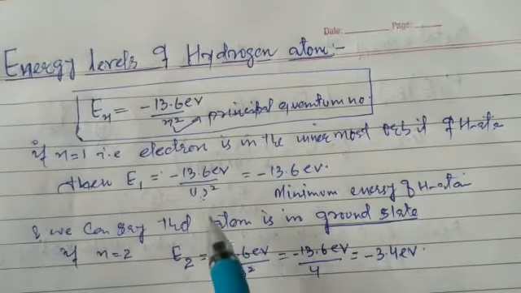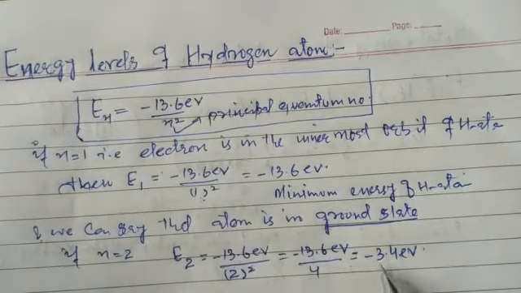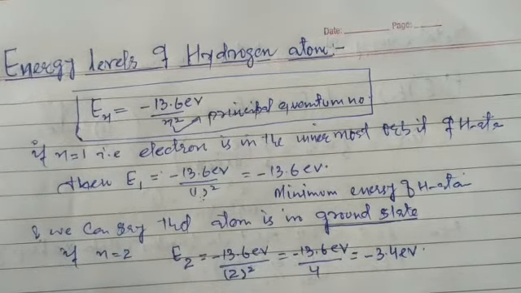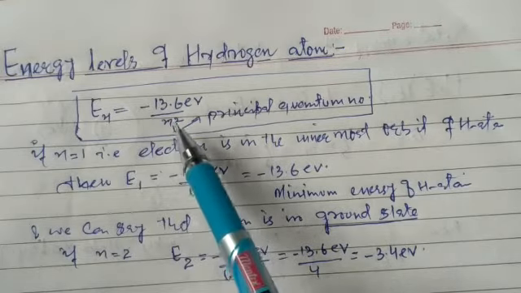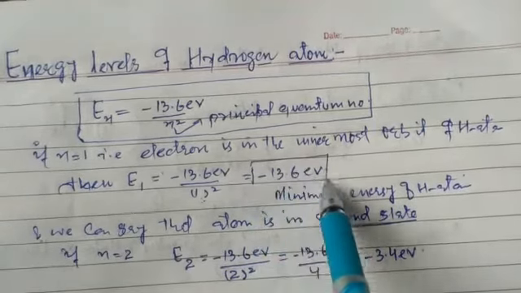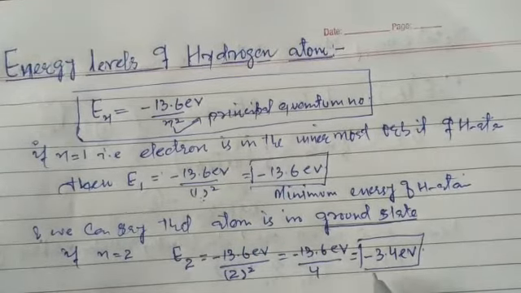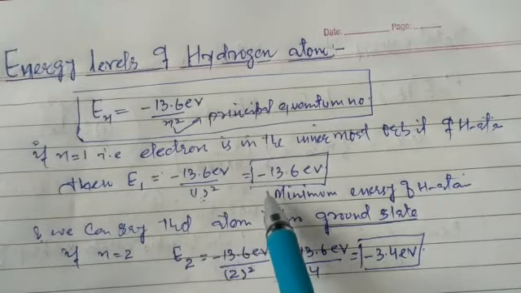Listen to one thing: the first energy was minus 13.6, now the energy is minus 3.4, so it becomes less negative. Less negative means it's tending towards the positive value. Now the electron in the second orbit is not so much bound as it was in the first orbit, because in the first orbit it had this much energy, in the second orbit it has this much energy. So the electron is not so much bound towards the nucleus as it was in the first orbit.